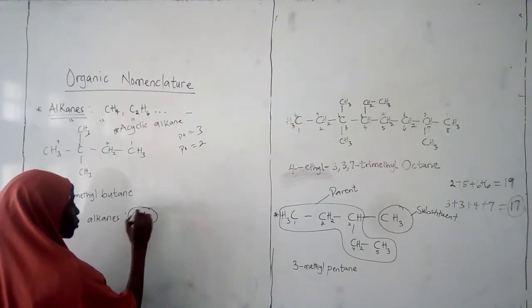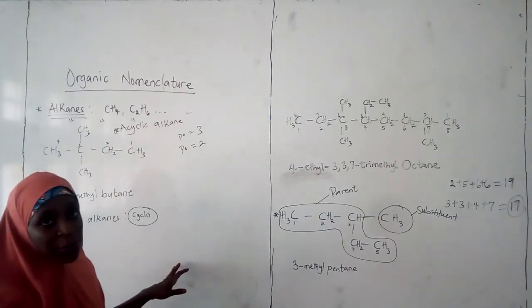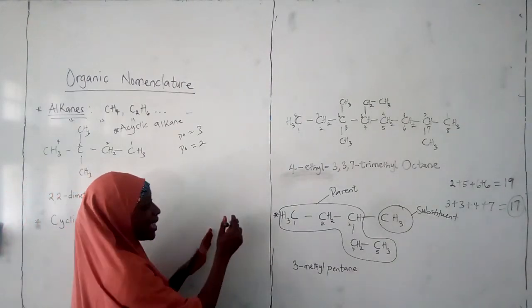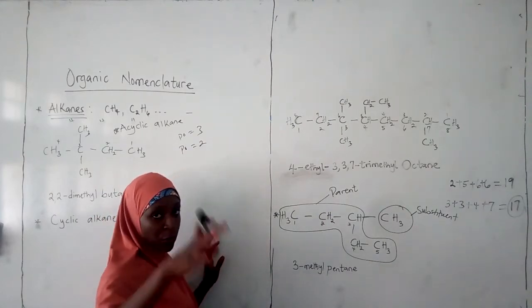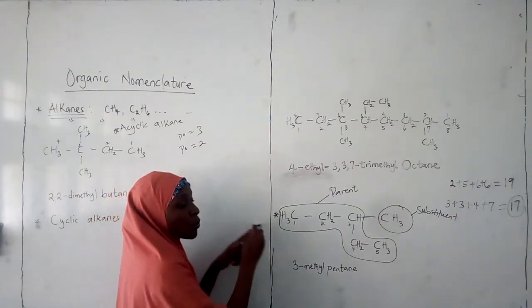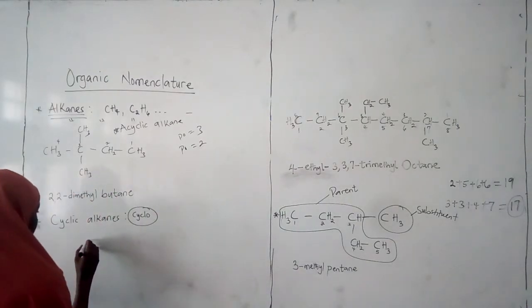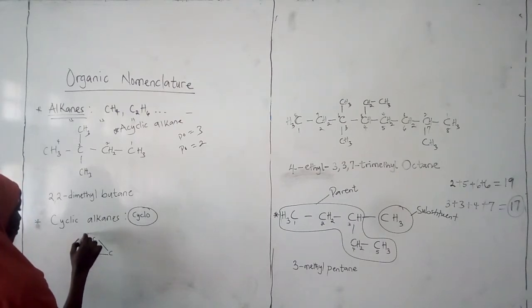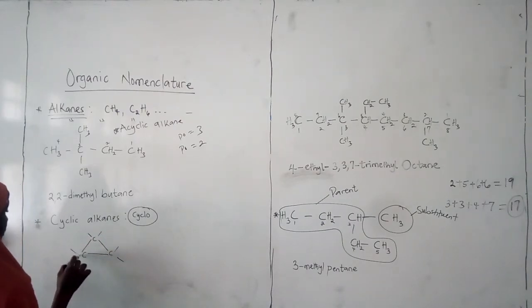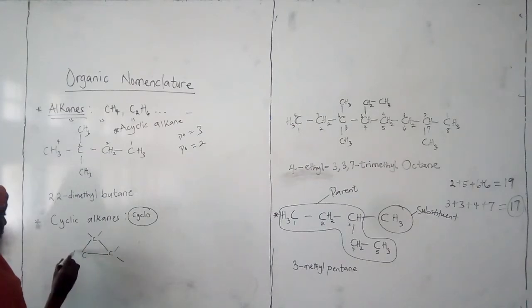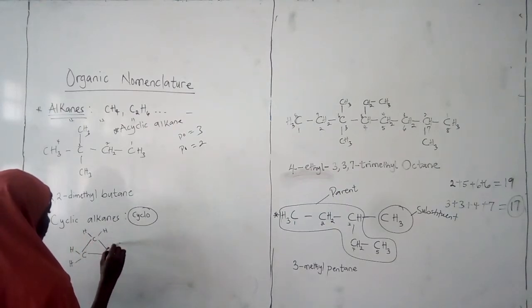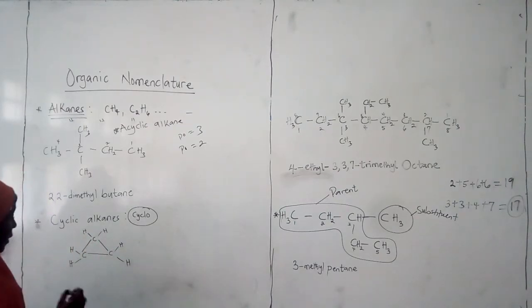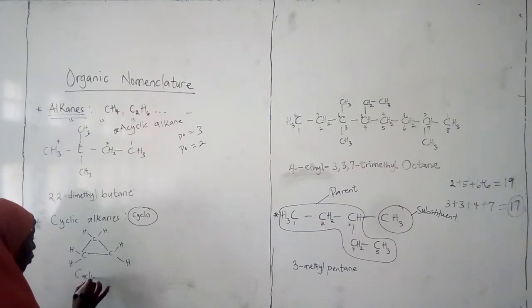Now for the cyclic alkanes, we have cyclo. The prefix cyclo is added before the name of the alkane. If it is a propane and it's a cyclic alkane, a cyclic propane, I want to say this is what? A cyclopropane. Just like this. Have something like this. Now this is what? A cyclopropane.